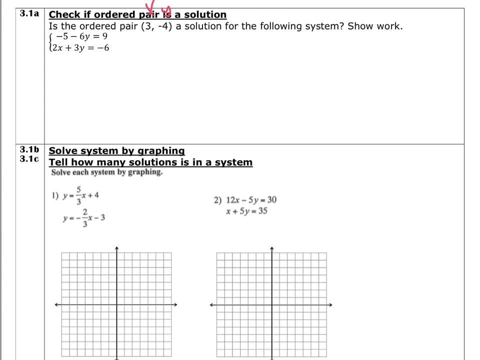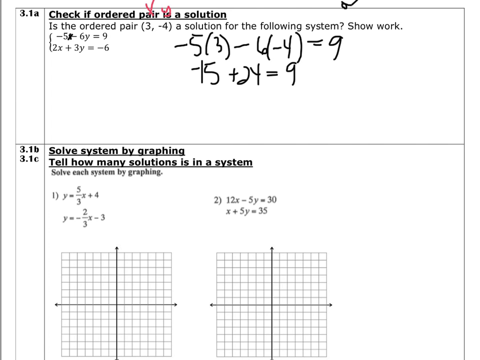So let's just start it off by putting the 3 in for x, the -4 in for y. So here we have -5 times 3 minus 6 times -4. And we're going to see if it equals 9. So this is -15. This is going to be plus 24. -15 plus 24 is 9. So 9 equals 9 works. So we know it does work for the first one.